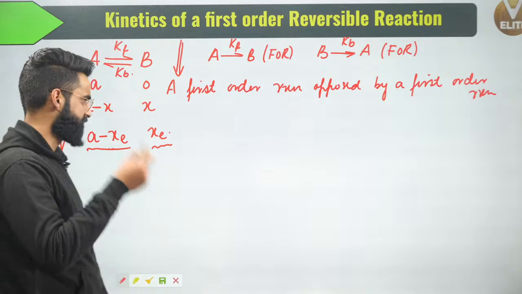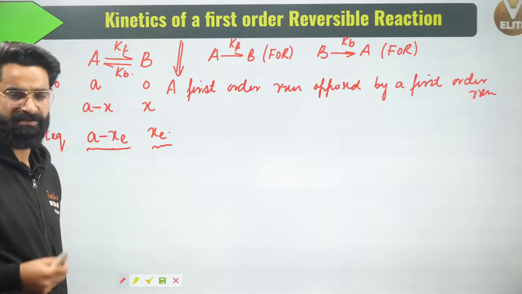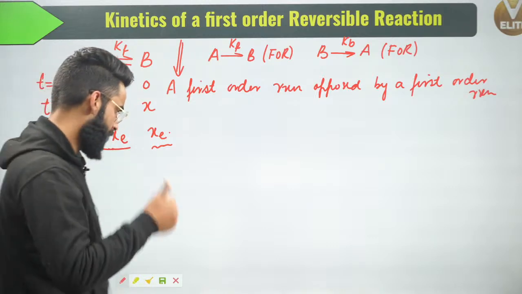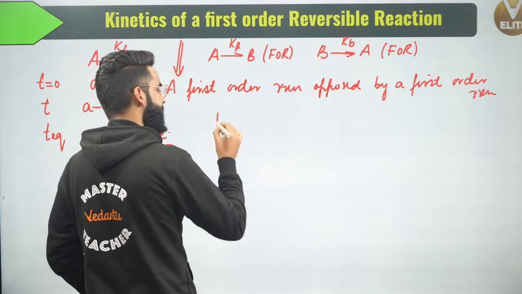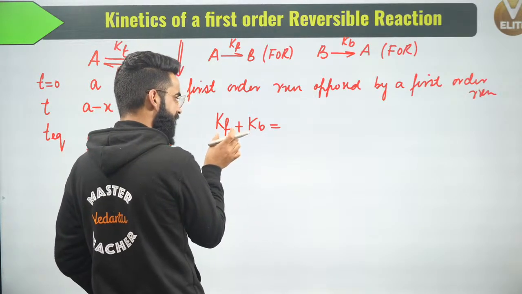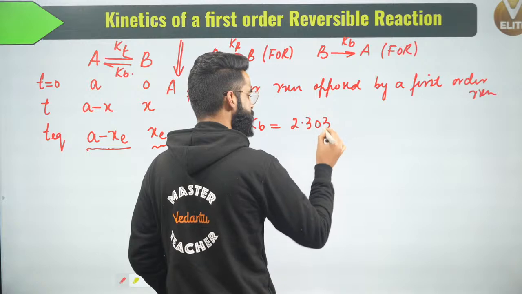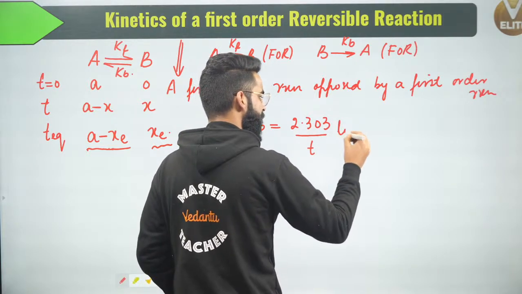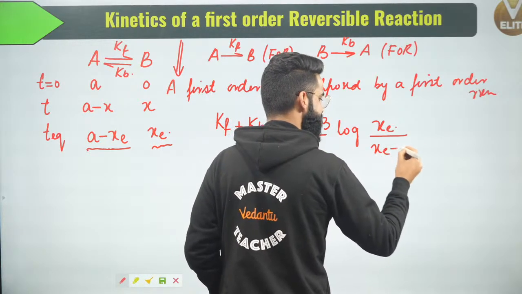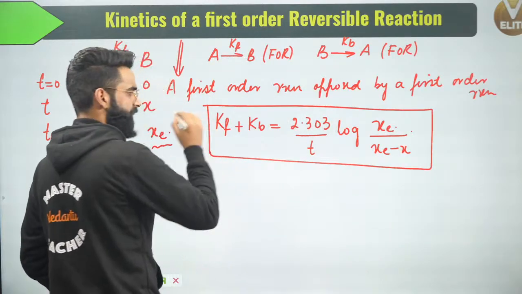Now people, directly I'm going to give you one expression. Directly I'm going to give you the integrated rate equation for this reversible first order reaction, okay? Then I'll show you how to apply that equation in the form of questions, right? Okay, so people, my equation is going to be Kf plus Kb, where Kf is the rate constant of forward reaction and Kb is the rate constant of backward reaction. Kf plus Kb is equal to 2.303 divided by t, times log of Xe divided by Xe minus X. This is what I call the integrated rate equation for the reversible first order reaction.